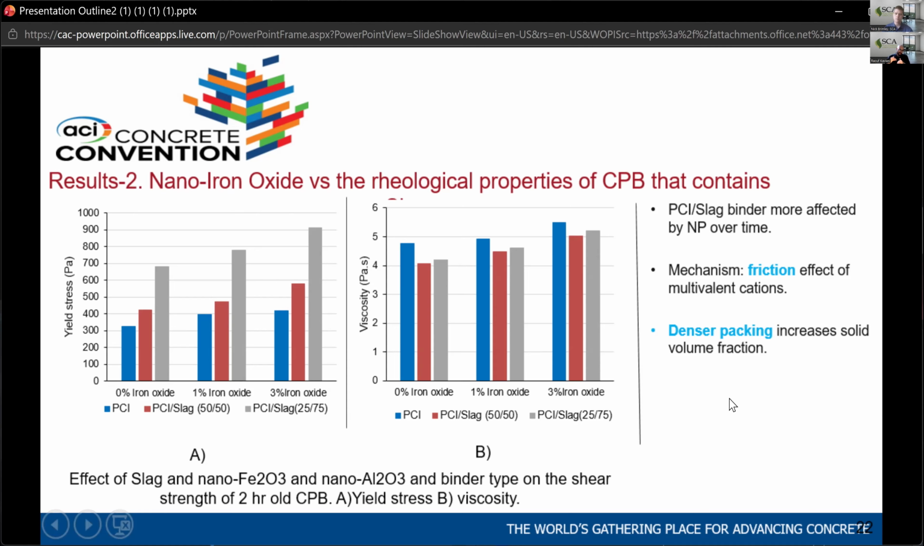So the slag intensifies the effect of nanoparticles basically. The mechanism is the friction effect of multivalent cations, because slag particles are rough, they add up more friction. I mean, the more friction, the more the particles are engaged, the more yield stress we're going to get. And it makes it denser as well.